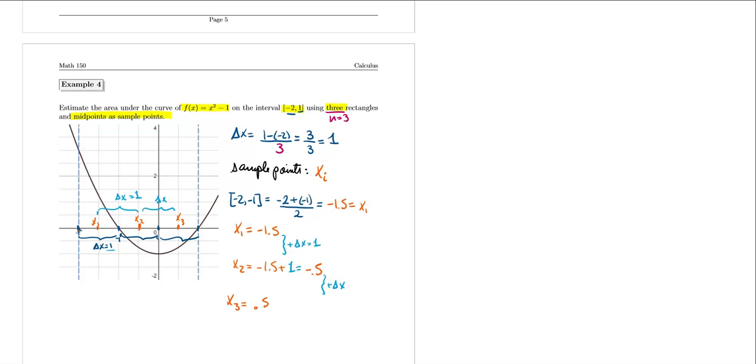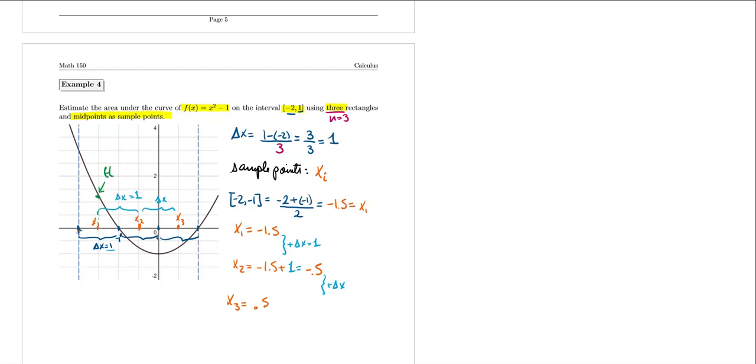Excellent. All right, so now that we know where the sample points are, what is going to be the height for our rectangles? Let's take a look at the first subinterval from -2 to -1. So picking the height here, there we go.